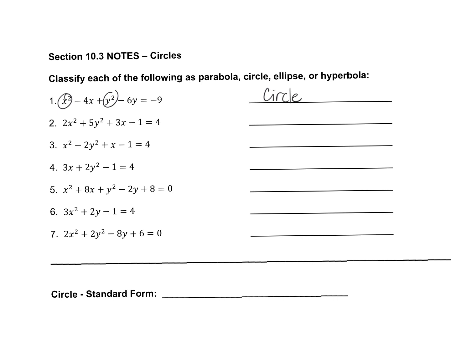Okay, so Matthew, what'd you get for number 2? Ellipse. Ellipse, can you tell me why? Two squared variables, same sign, different coefficients. So they have like 3 things happening on that one.